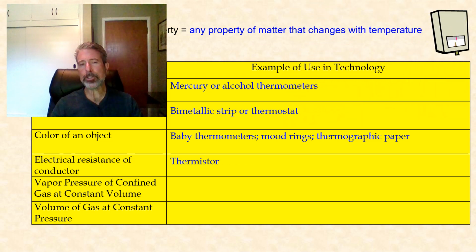The electrical resistance of a conductor is also a thermometric property. It turns out that electrical resistance varies greatly with temperature, in which case some of your most sensitive, most precise thermometers are made using this property. The example we looked at above for a thermometer was using the expansion or change in volume of a liquid with temperature. The thermistor, the change in electrical resistance, is an even more sensitive thermometric property.